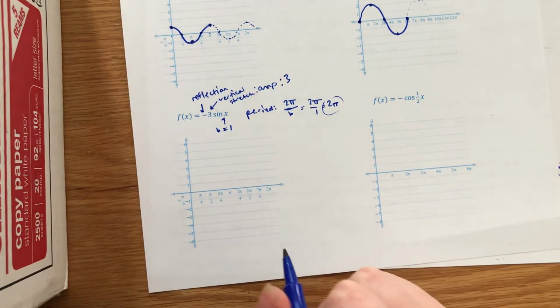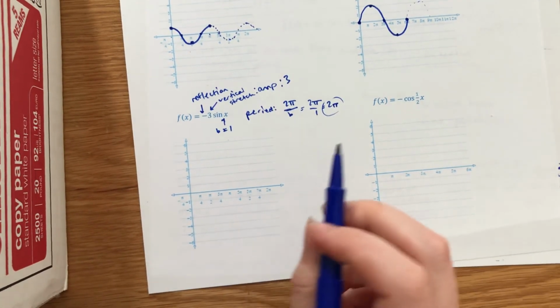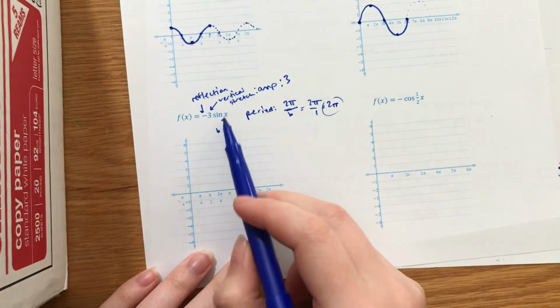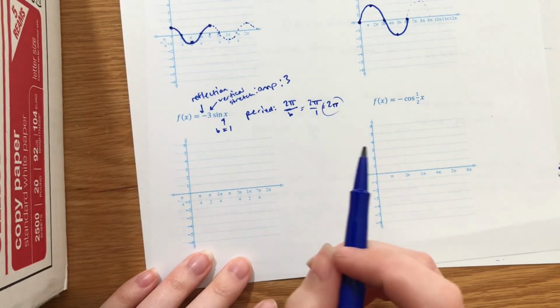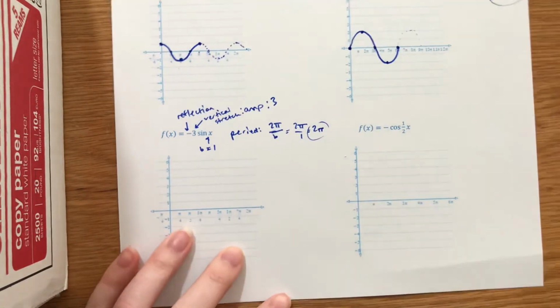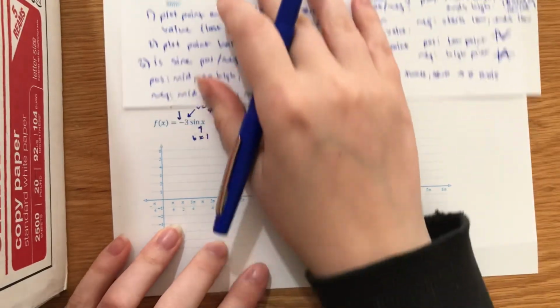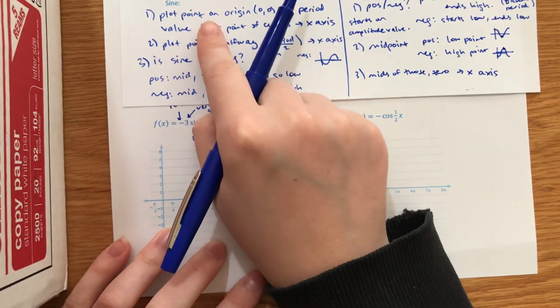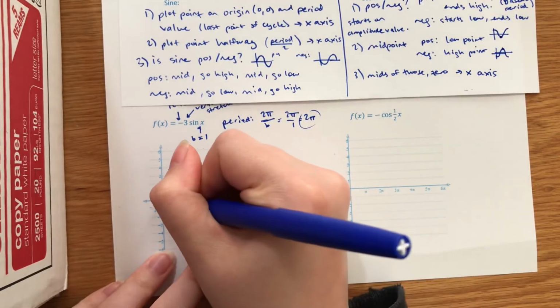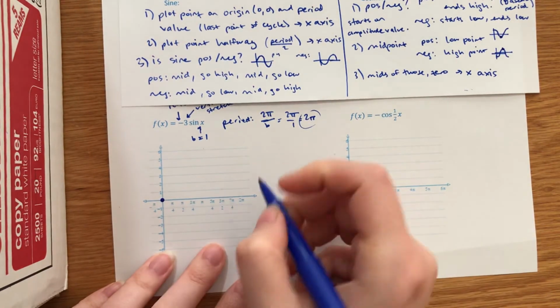All right, it's a sine graph. And so the start to the sine graph rules, you don't need to know if it's positive or negative yet, right? Because your first 3 points are on the x-axis. So plot a point at 0, 0. And then your period. Our period is 2 pi.